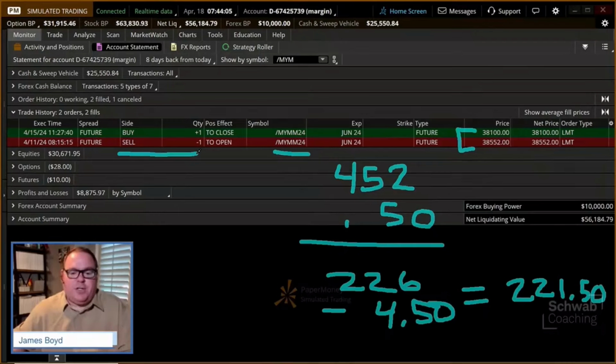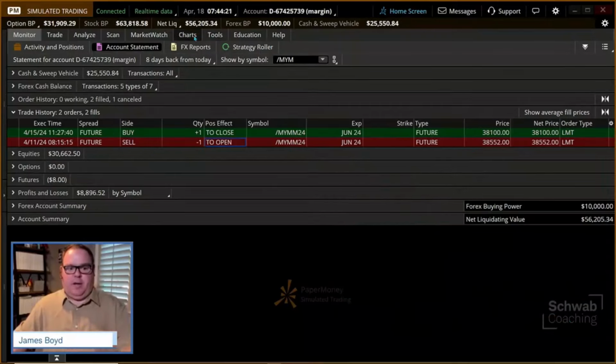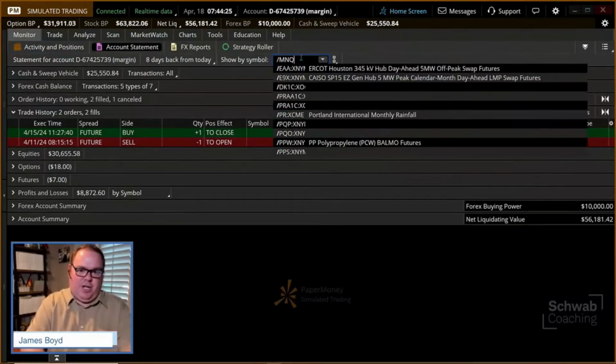Because when we talk about futures, we want to learn how do we hedge a portfolio, or how do I do a bearish position on the index? Now, if we take a look at this, that was the Dow futures, 221.50 since last week. We're going to do this each week. Let's take a look at the other one, which is the MNQ.